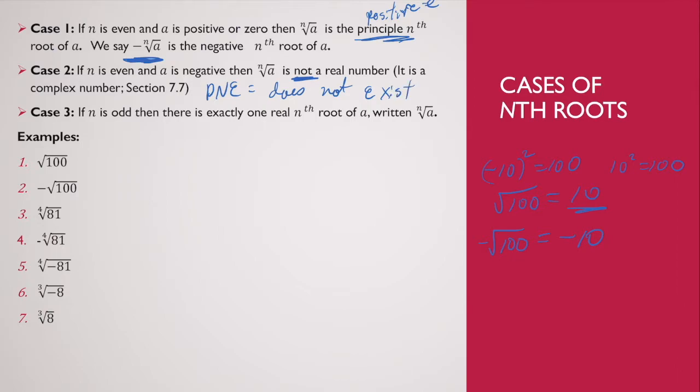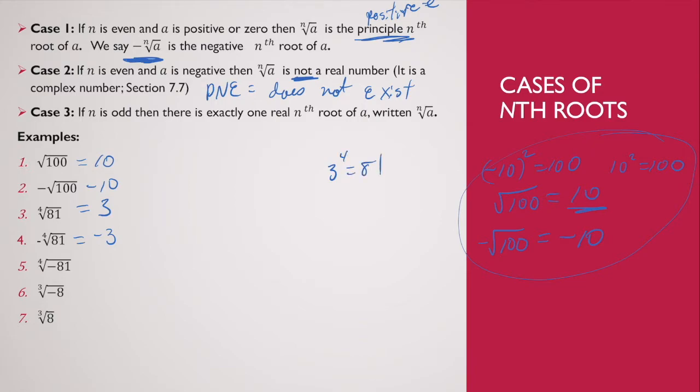Case 3 is if n is odd, then there's exactly one real nth root of a. So for example, I already said the square root of 100 is 10. You can tell my creativity level is really high. The negative square root of 100 is negative 10. The fourth root of 81 is 3. The negative fourth root of 81 is negative 3, and that's because 3 to the fourth is 81.